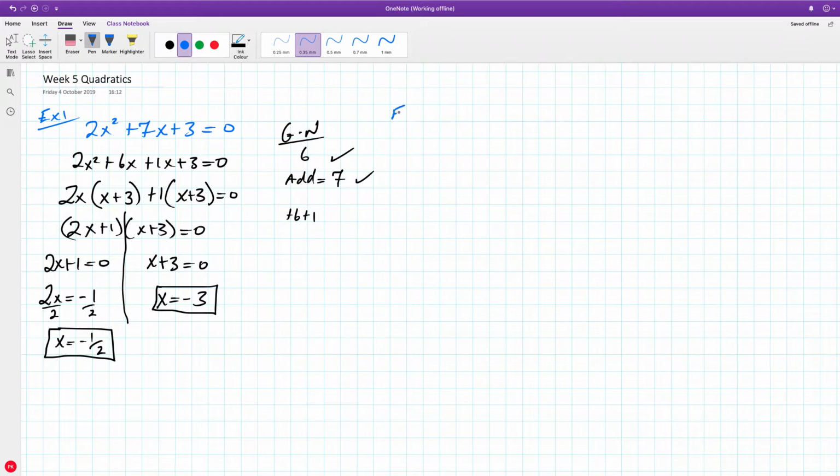Right, example number 2. Have a go at this one for me. Same thing again, solve for x.